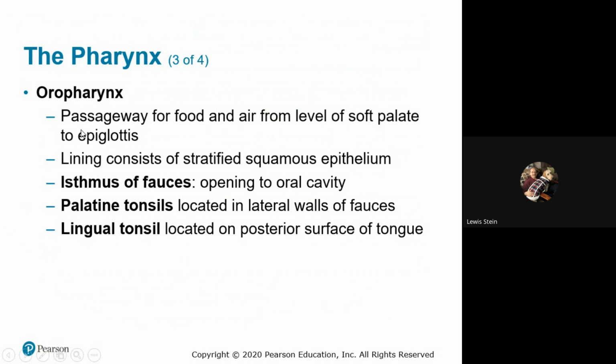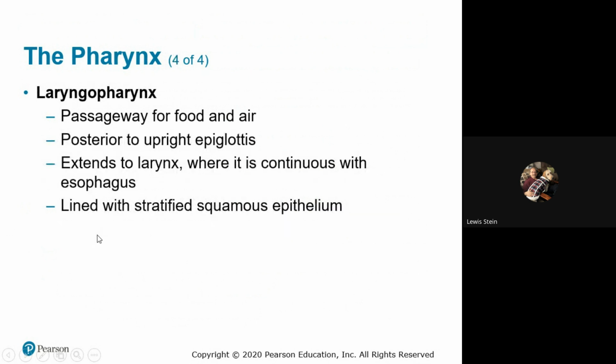And the oropharynx, like I said, stratified squamous. None of these are that important. I'm not going to ask you anatomically to identify palatine or lingual tonsils. You'll see the illustrations that are there, or they'll be in that previous unit. And then finally, you get the laryngopharynx. Again, it's still shared, and things don't start to change until we get through the larynx.